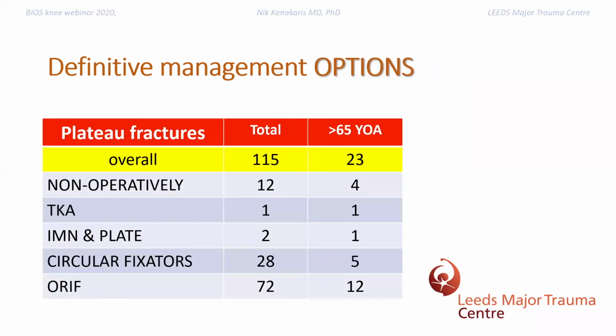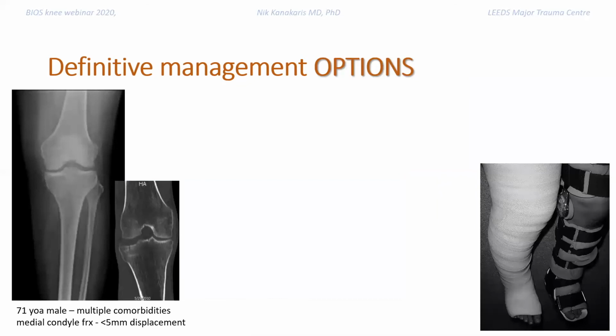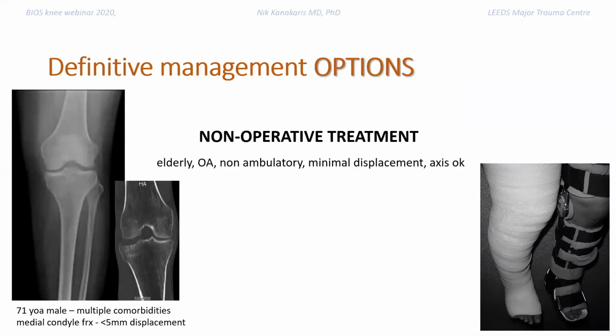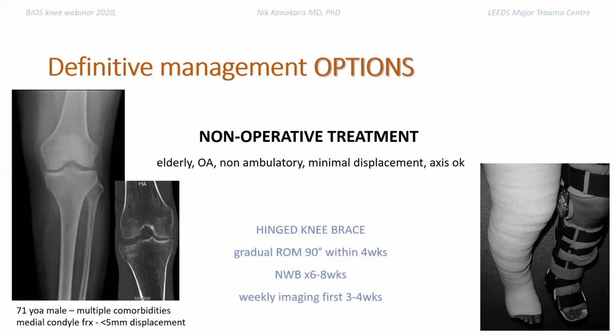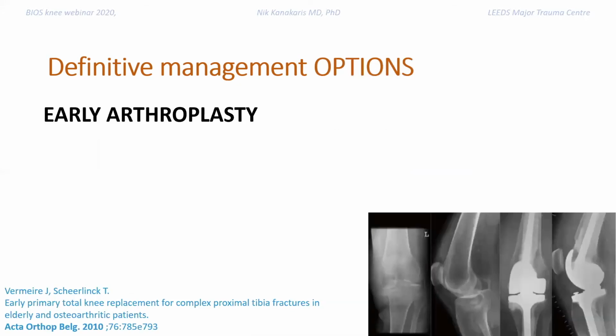Our options here are from last year, pre-COVID, what came through our doors and how we managed it. It has a spectrum from non-op management to total knee, nails, circular fixators, and internal plate fixation. Non-op was mostly for non-displaced fractures with good axis or elderly with arthritis. It needs a close follow-up for the first few weeks to make sure that the patient is compliant and the alignment is kept. Early arthroplasty can be useful.